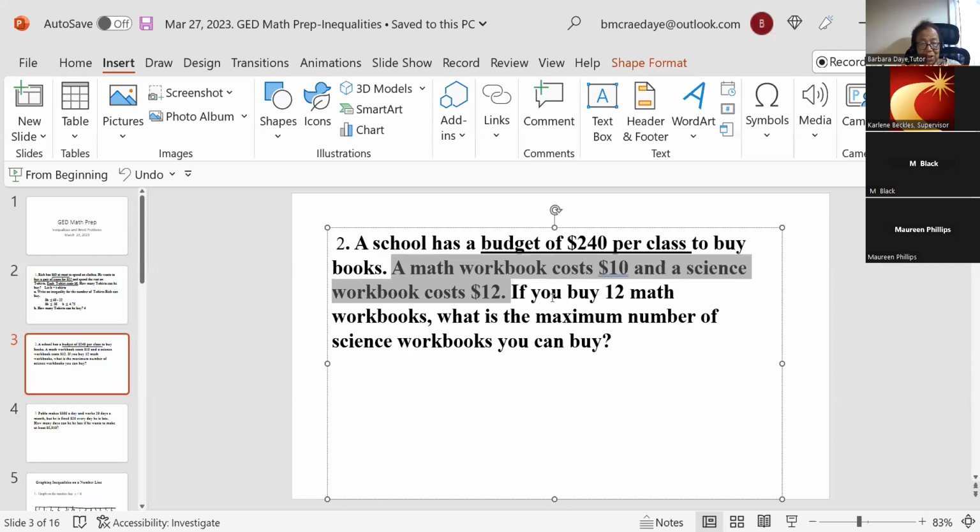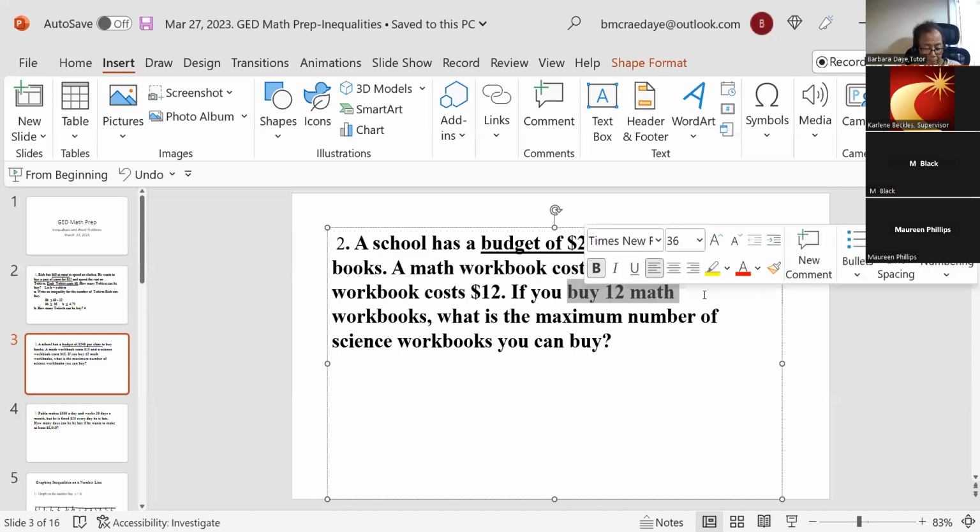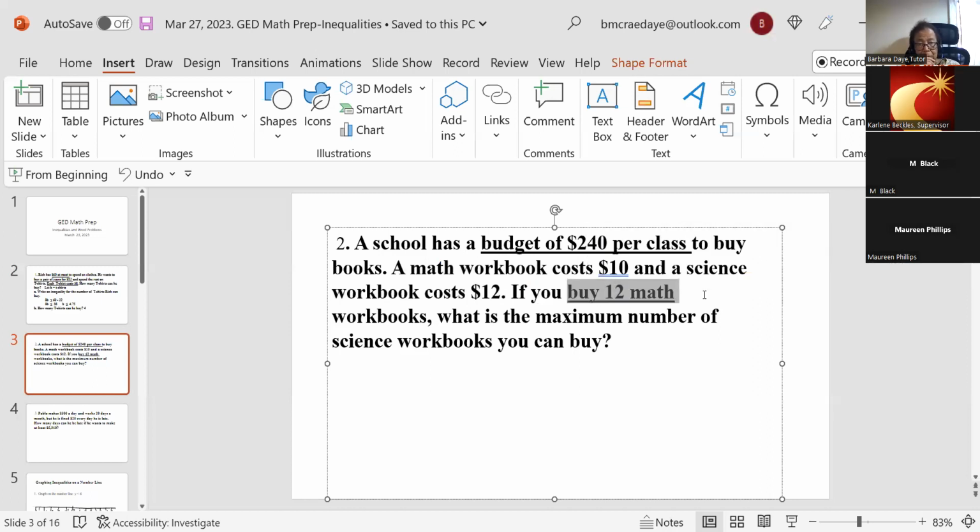Now, if you buy 12 math workbooks, Maureen, how much do you spend? Let's see, 12. How much money do you spend for 12 math workbooks? Mental math here. Nice, simple numbers, right?